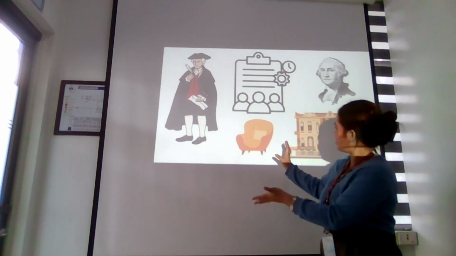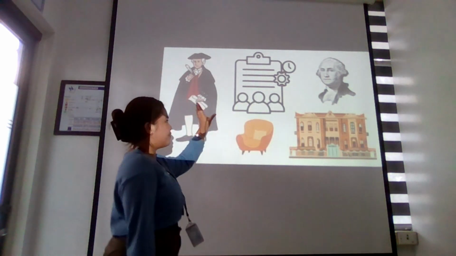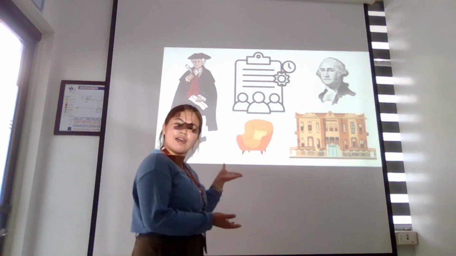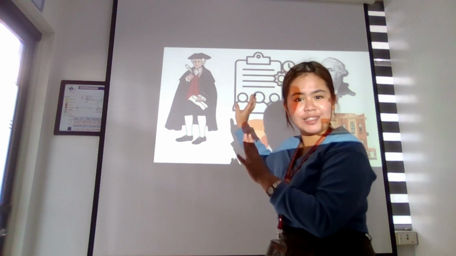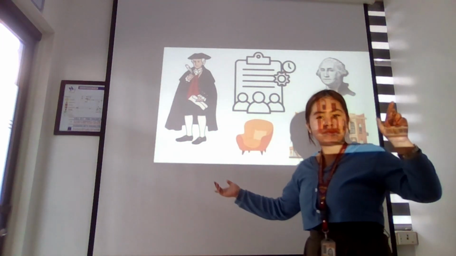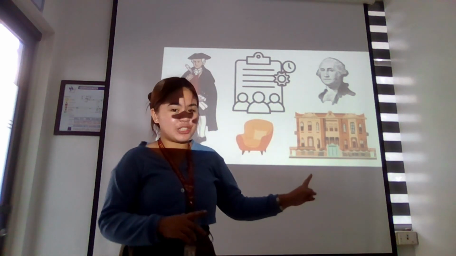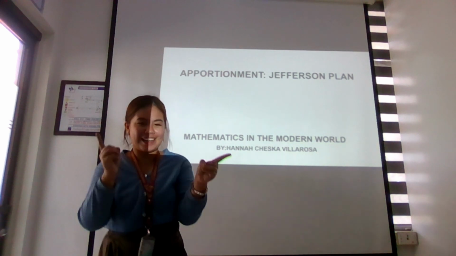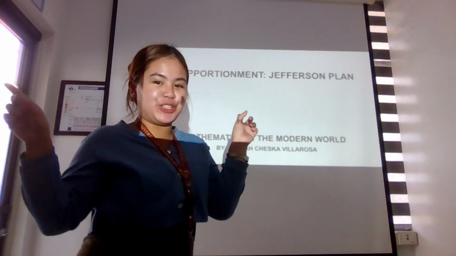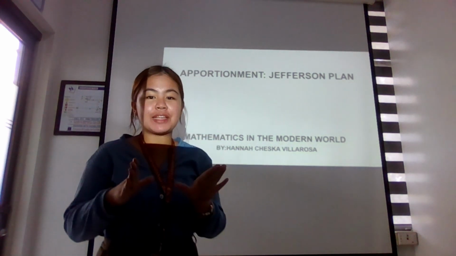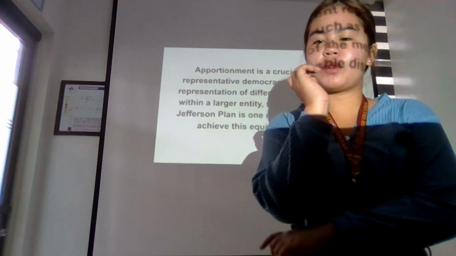So, as you can see, there are five pictures in front of you. Do you observe something about these pictures? Are they related? Do they connect to each other? Let's find out. Yes, you guessed it right. For today's video, we're going to talk about apportionment, specifically the Jefferson's plan.